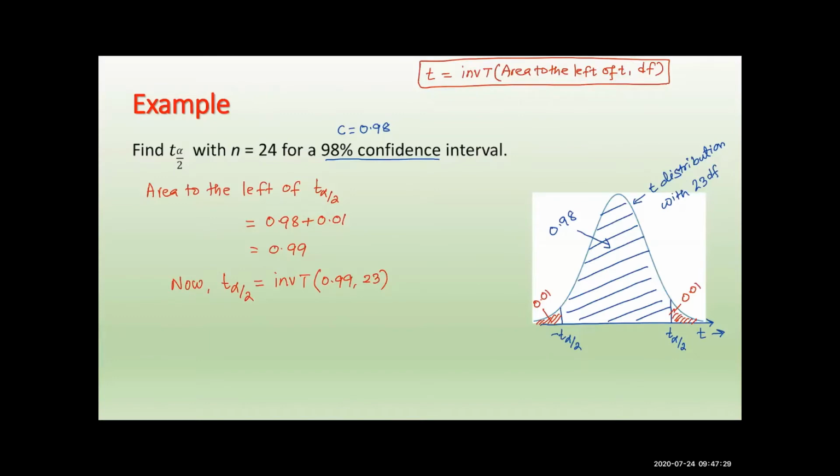From the calculator, we got 2.4999. That's your T alpha over 2. If you want the negative one, it will be negative 2.4999. So whenever you have the T distribution, you have to use inverse T in your calculator to find the value along the x-axis. You must have the area to the left of that T value.